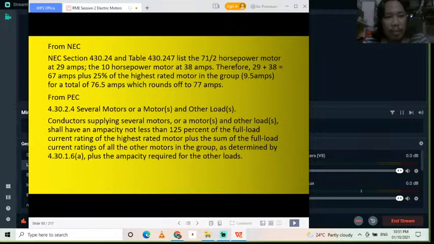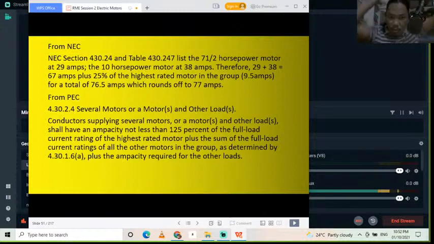So, nandito po yan. According to National Electrical Code, Section 430.24 and Table 430.247 list the 7.5 horsepower motor at 29 amps and the 10 horsepower motor at 38 amps. Therefore, 29 plus 38 is equal to 67 amps, plus 25% of the highest rated motor in the group, 9.5 amps. O alin ba yung highest rated motor natin?